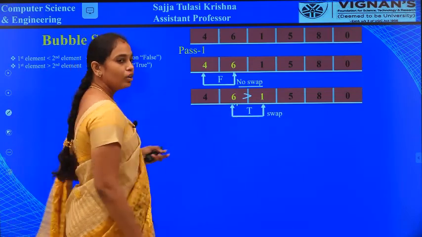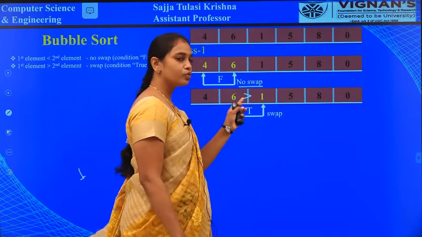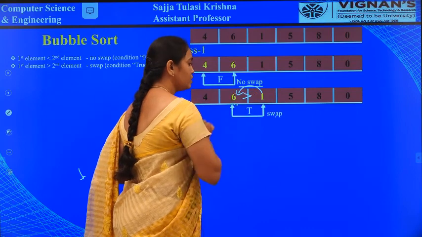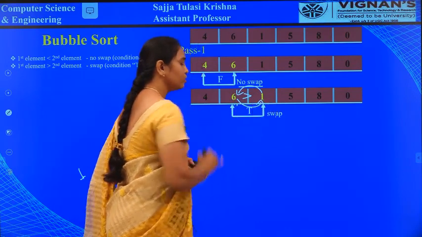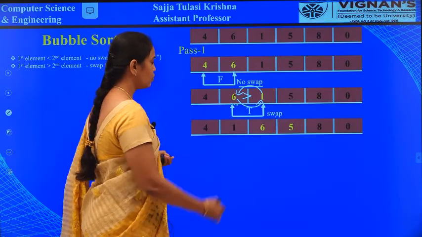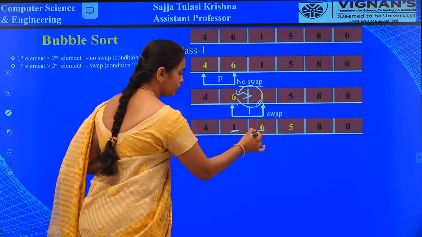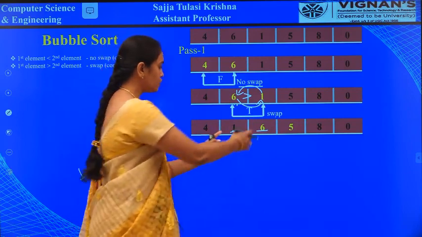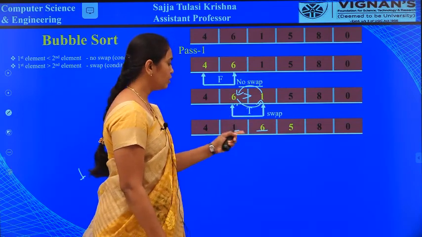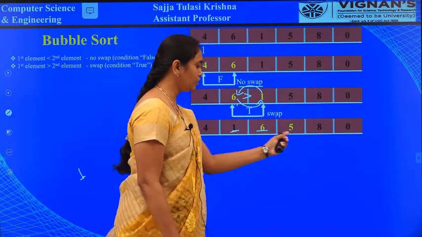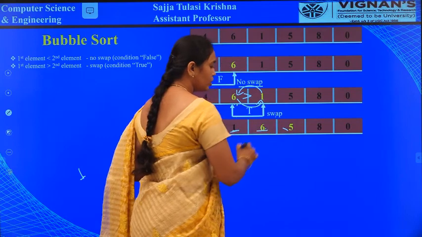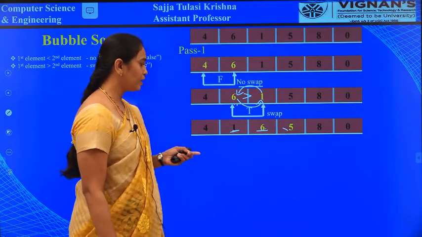So now here we are doing the swapping operation. Swapping means the 1 comes here, and 6 comes here. So now see, 1 has come here, 6 is here. The swapping is done with the help of this before statement. So now coming to compare with the next consecutive locations. These two we are going to compare.